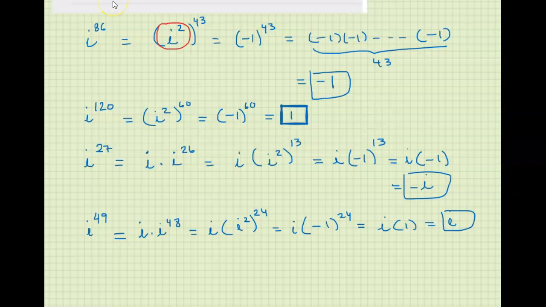This kind of covers the full set of types of problems that you can get. If your powers are even, you end up either with a 1 or a negative 1. It's a positive 1 if the power divides by 4, and a negative 1 if it is even but doesn't divide by 4. If you have odd powers, you're going to end up with either positive i or negative i. And those are the only possible solutions.